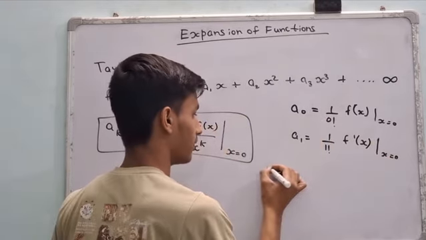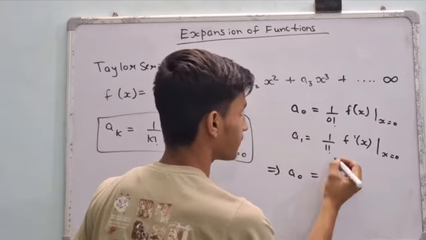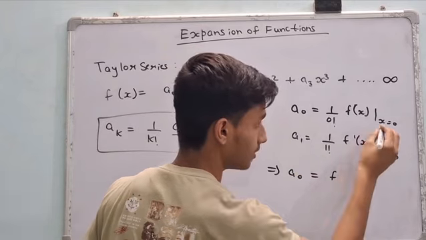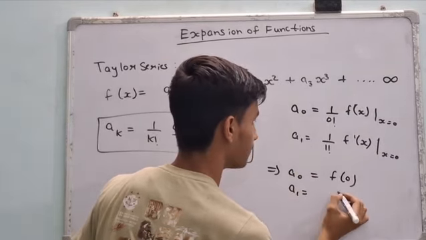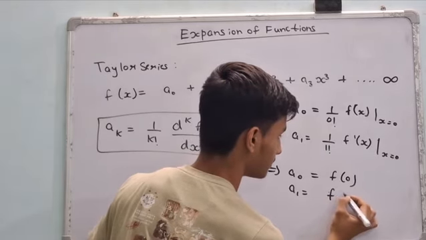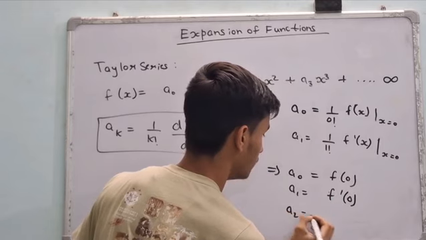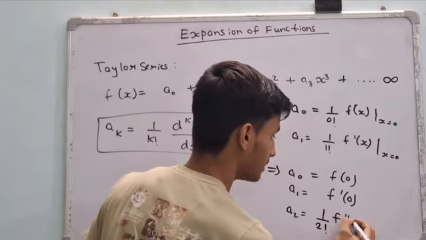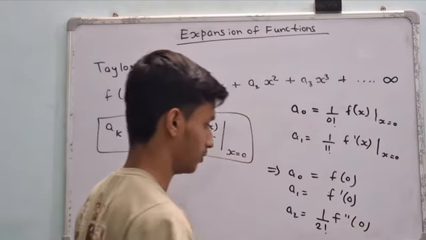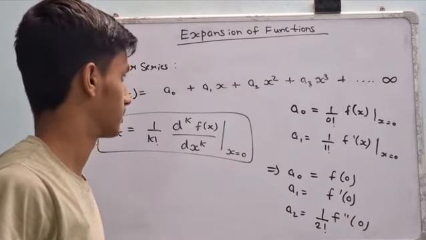So summing all of this, we get that the first coefficient a0 is the function itself at 0, so it will be f of 0, and a1 will be f's first derivative at 0, and a2 will be 1 over 2 factorial times the second derivative of the function at 0. So you can define the coefficients like this.